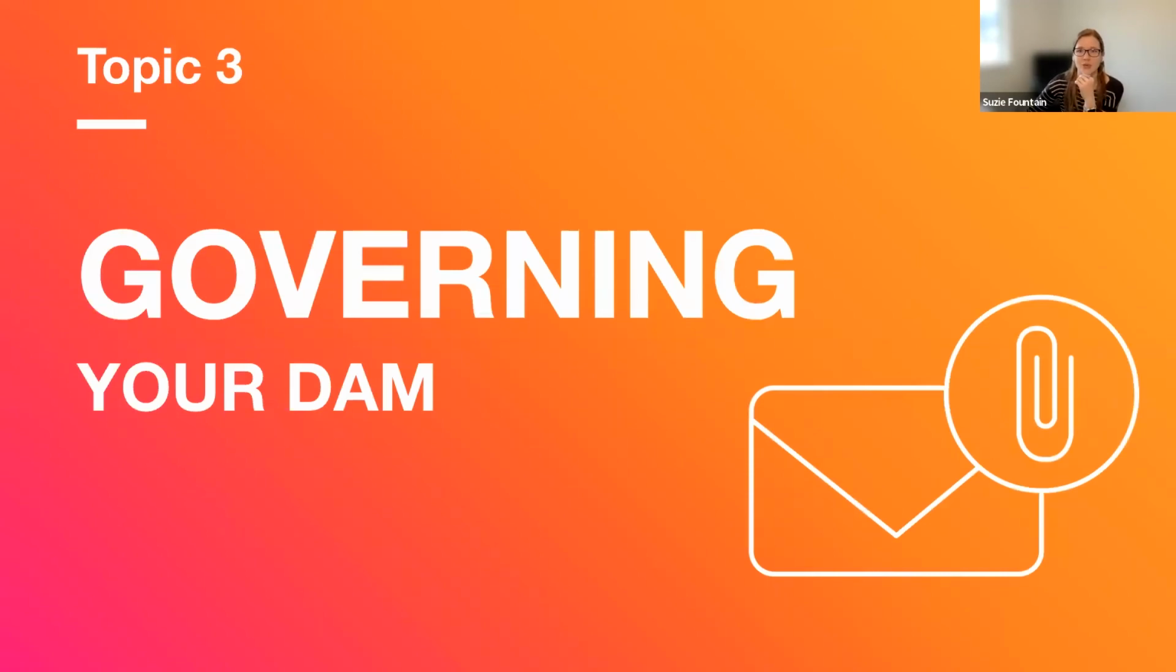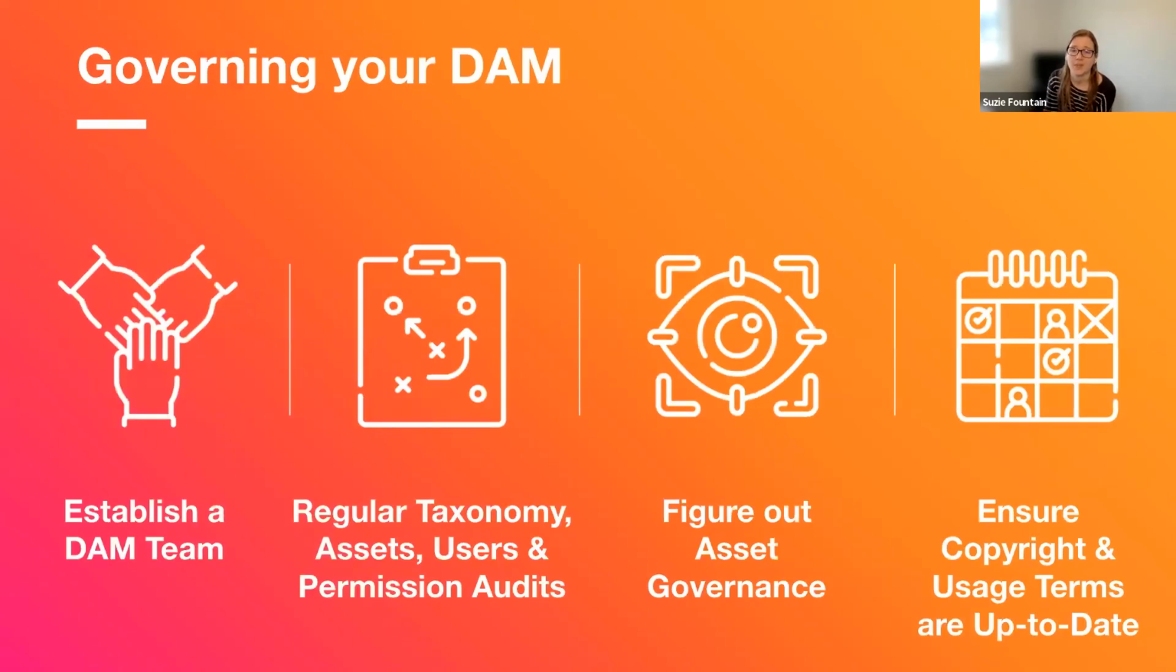So this brings us neatly to our last talking point for today, which is governing your DAM. We've seen teams that put a bit of a task force together to get this done, and they've historically been teams that have done really well and get the most out of their DAM. Governing your DAM is an extremely important part of implementing a DAM, even if you're not in a highly regulated industry. So the four main points we've outlined here are establishing a DAM team, establishing regular taxonomy, assets, users, and permission audits, figuring out your asset governance, and then ensuring your copyright and usage terms are up to date.